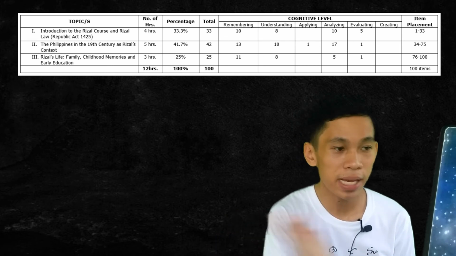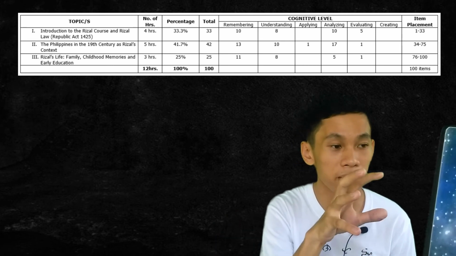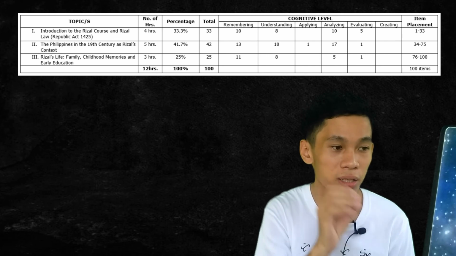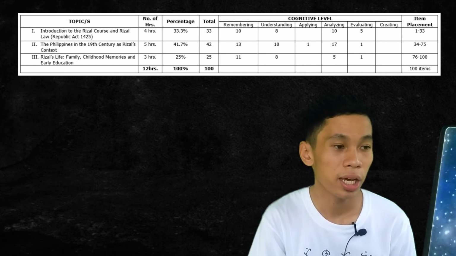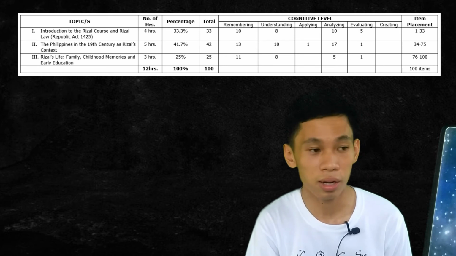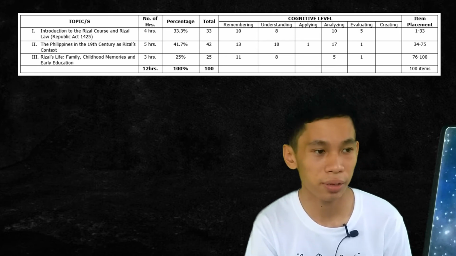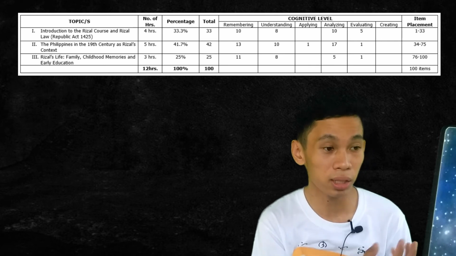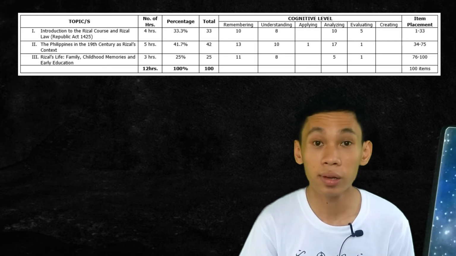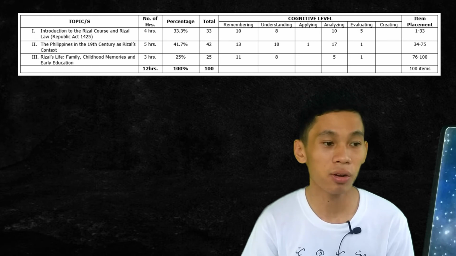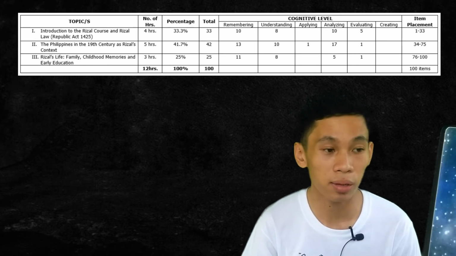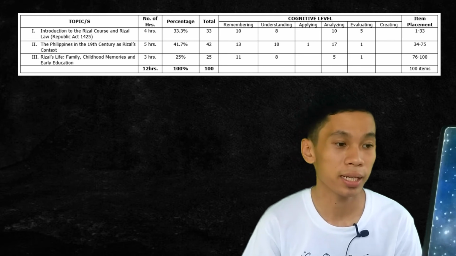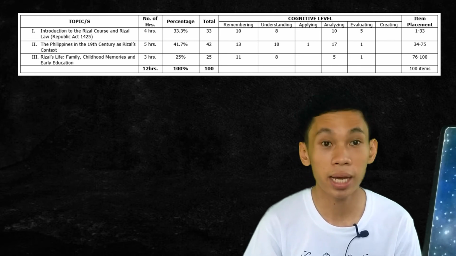So, dito sa may pinaka-side, makikita nyo yung topics, and then i-list down doon kung ano yung mga subject. Okay, for example, sa Chapter 1, Introduction to the Rizal Course and Rizal Law, Republic Act number 1425. And then, ilang oras ko siya tinuro? 4 hours. Yung suma total ng prelim ko ay 12 hours. Okay, so dinivide ko lang yung 4 hours divided by 12 times 100. The result is 33.3%. Ganon din yung ginawa ko sa pangalawa at sa pangatlo.